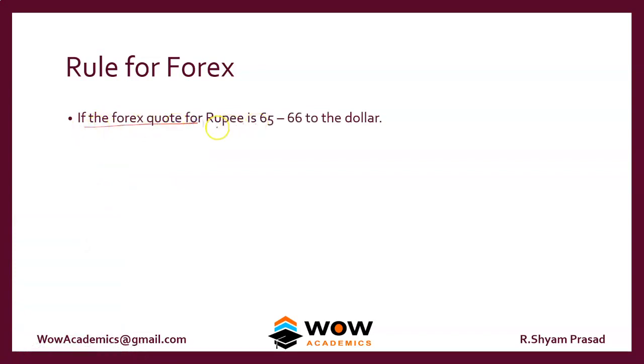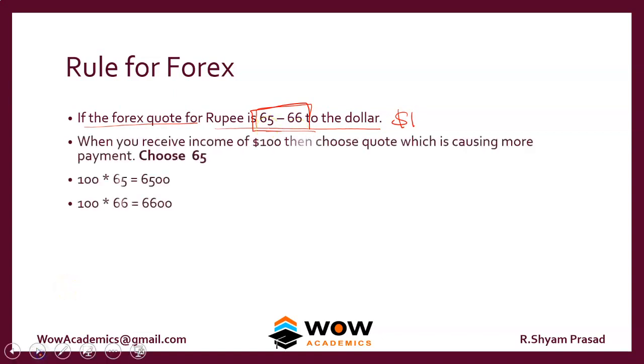If the forex quote for rupee is 65 to 66 to the dollar, usually the rate is given in a parity, and you will have two numbers for the rupee to $1. So now the question arises whether you will get or pay 65 or 66. So that is a question here.